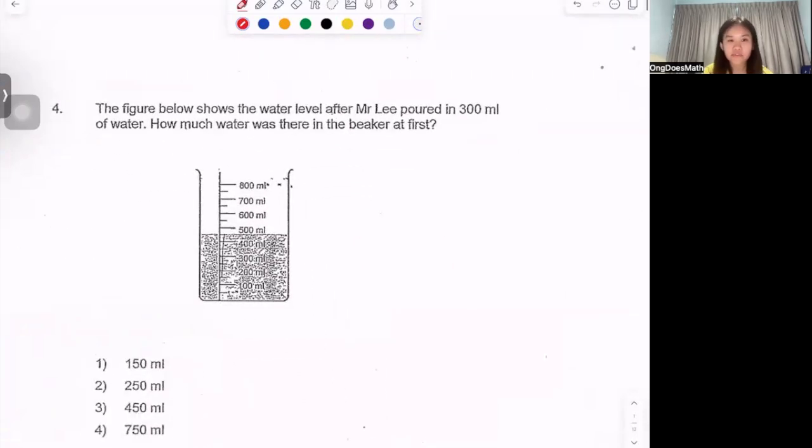Next. The figure below shows the water level after Mr. Lee poured in 300 milliliter of water. How much was there in the beaker at first? Okay, so at first, is there more or less water in the beaker? There should be less water in the beaker because after that, Mr. Lee poured 300 milliliter into the beaker.